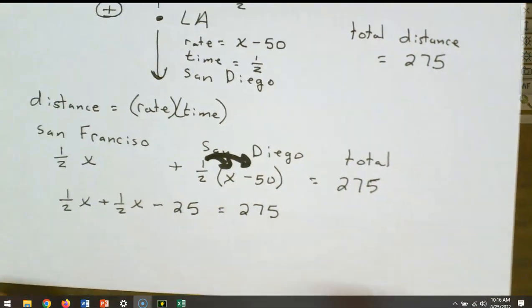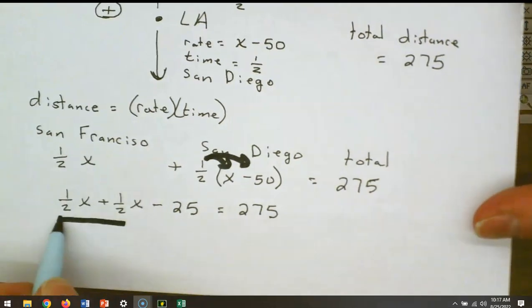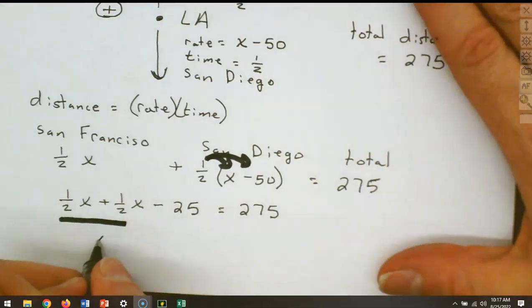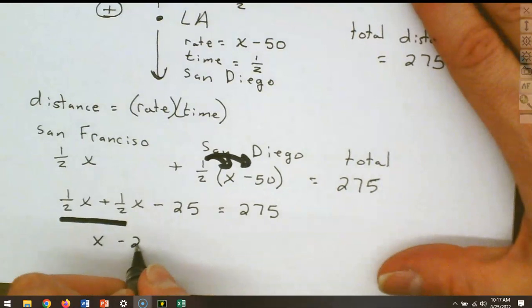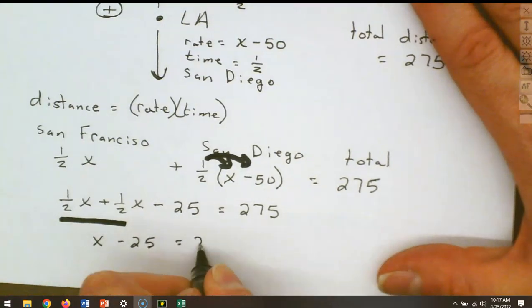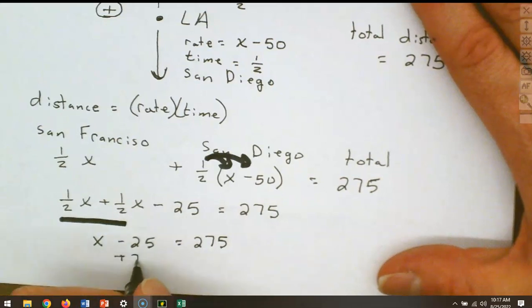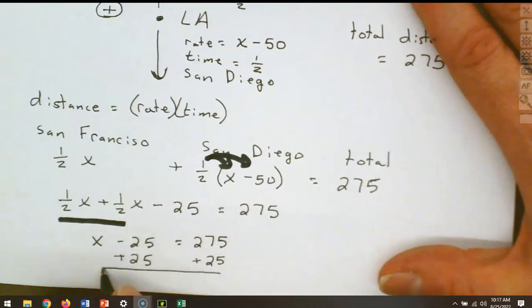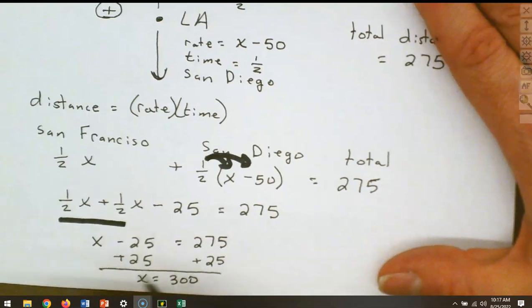And no need to clear out our fractions, because a half and a half, what does that add to give you? Half and another half makes it a whole. So a half of an x, another half of an x, that makes it a whole x. And that's going to be minus 25 equals that 275. We're going to add that 25 to each side. And now we've got x equals 300.